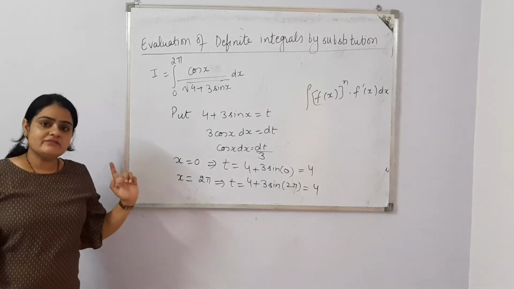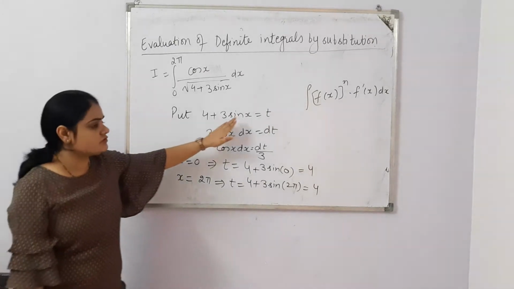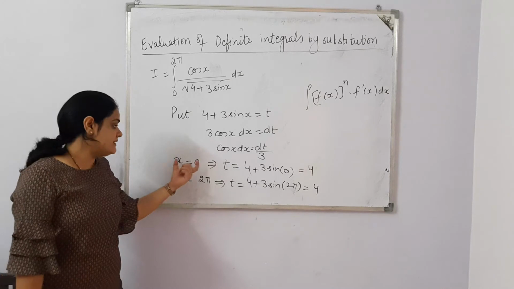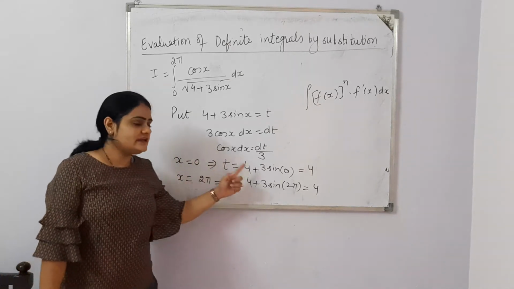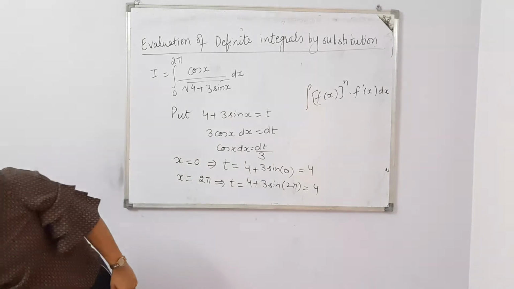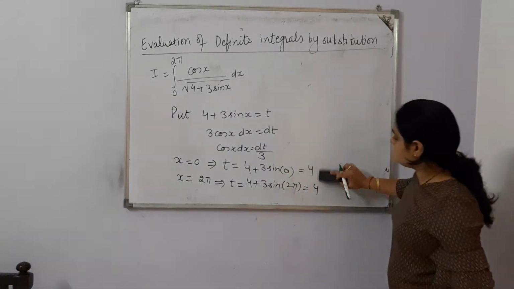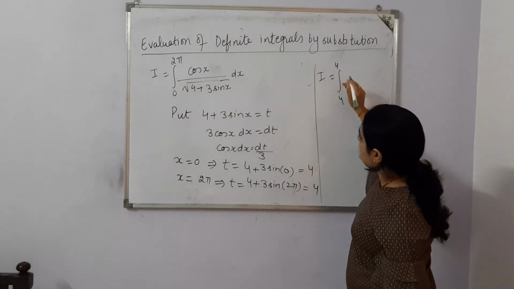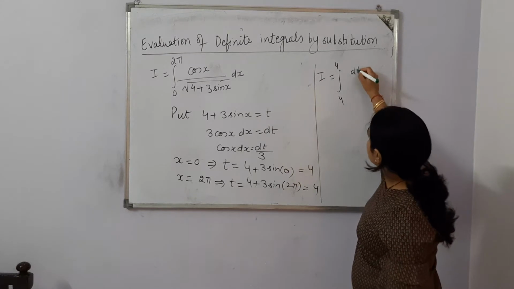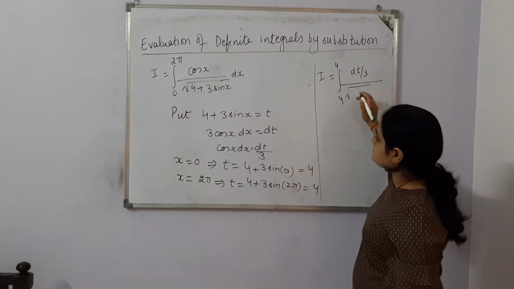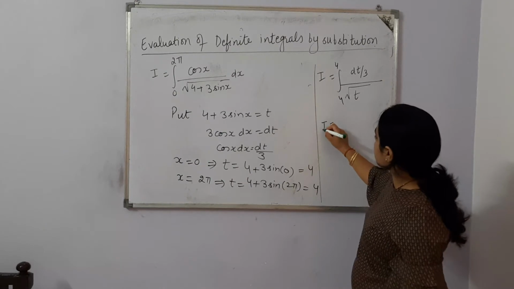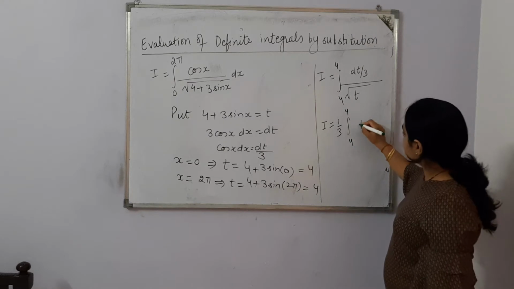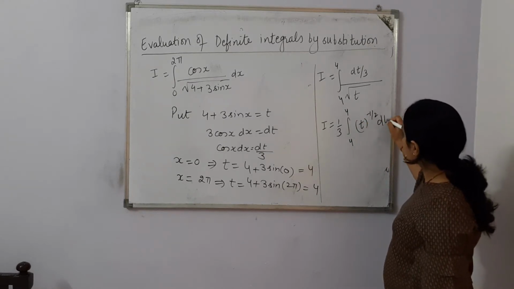Just remember, whenever you are using the substitution criteria, if you are substituting some function, then always change the limits because these limits are of x. We need to convert the limits into t. That means now these are the limits of t. Now I is equal to integral from 4 to 4 of cos x dx, which is dt by 3, whole upon under root t. Now can I take 1 by 3 common, because it is a constant: integral from 4 to 4 of t raised to power minus 1 by 2 dt.